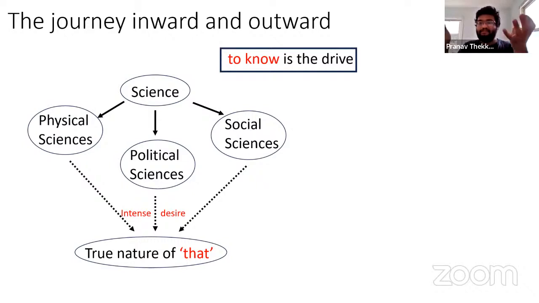You can classify sciences in a million ways. A person can take any of these paths, and the way you involve yourself in any one of them is you pick up your favorite topic, for example physics, and then you dive deep into it. In order to dive deep, the person has this intense desire to know, and that's why he dives deep into it. What he actually wants to know is the true nature of what is there outside. So this is the process in science.